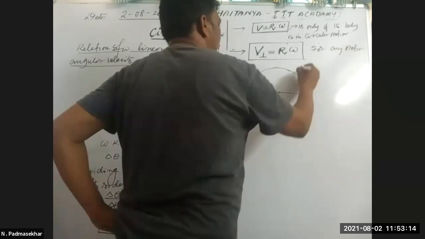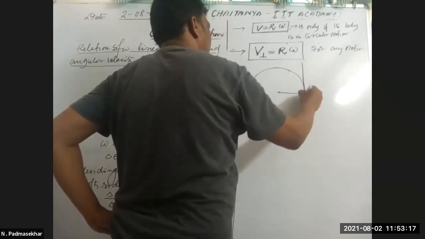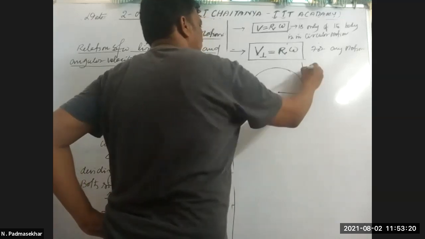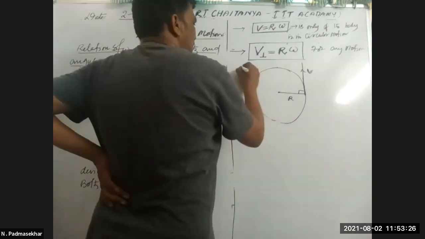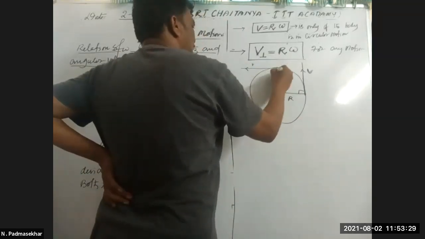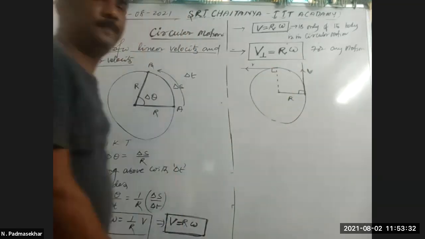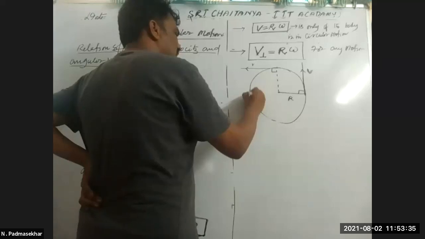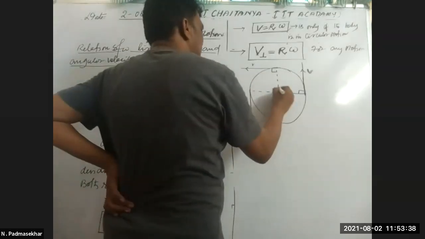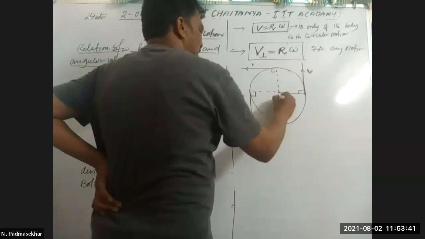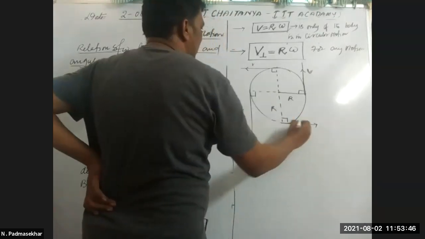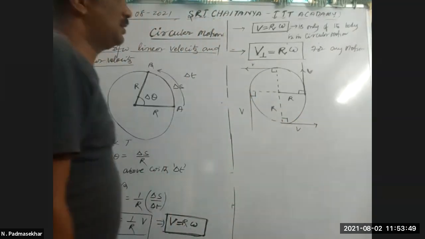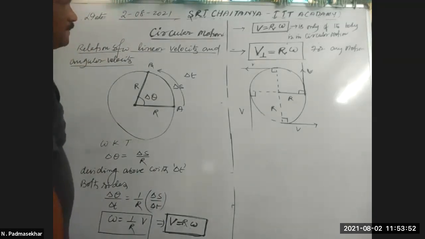Suppose the body is here. This is the direction of V, and this is the radius perpendicular. Here also this is the direction of V, and this is the radius perpendicular. And here, this is the direction of V, and it is the radius perpendicular. For any motion, V perpendicular is equal to R omega.